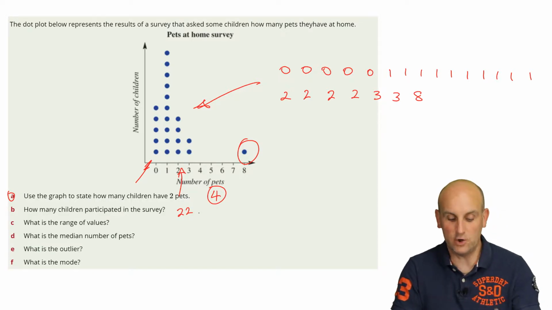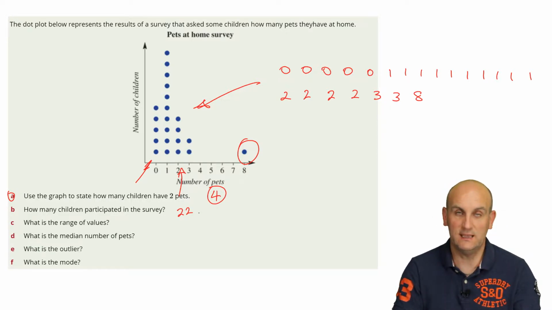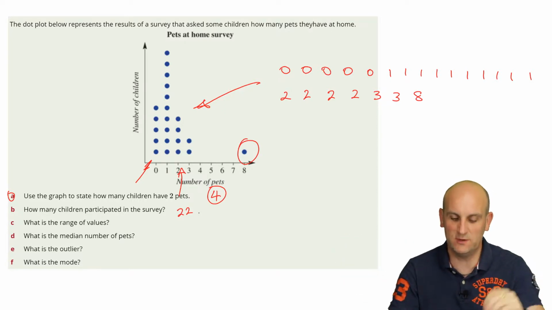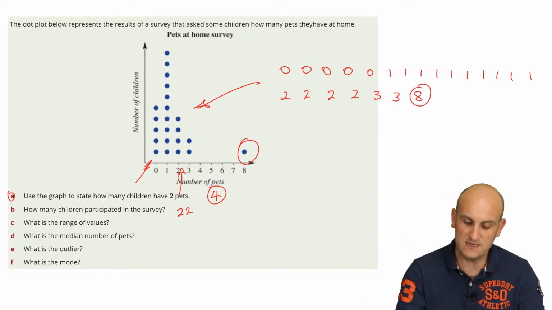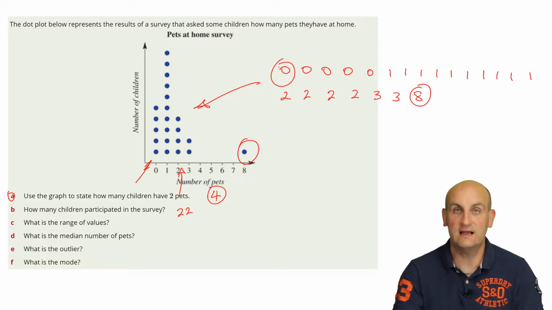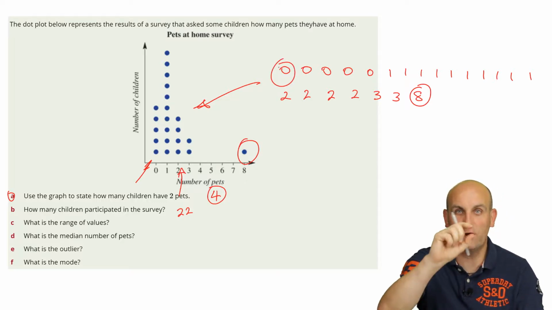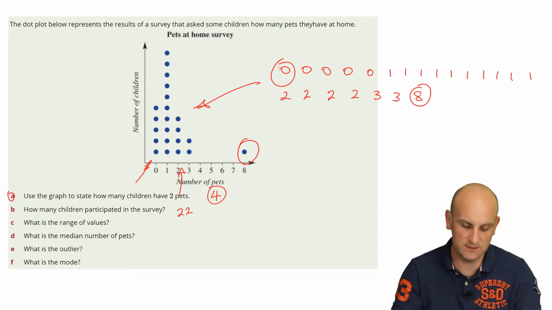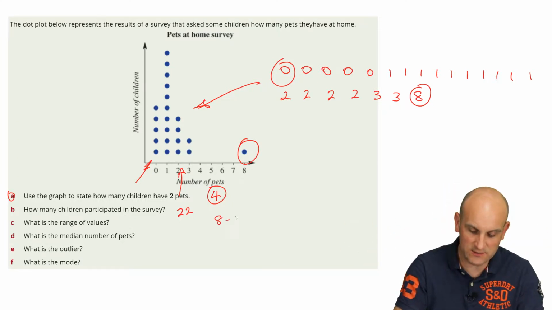What is the range of values? Okay, so in that sense, what was the biggest number of pets and what was the smallest number of pets? Well, if we look, the biggest number of pets was 8. Our smallest number of pets was 0, and that's why writing them in a line really helps, because I've got my biggest number, I've got my smallest number, and so my range in that situation would be 8 take away 0, which is 8.